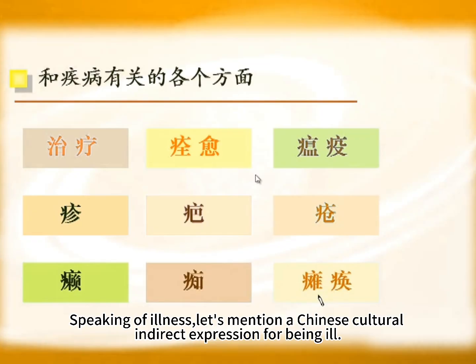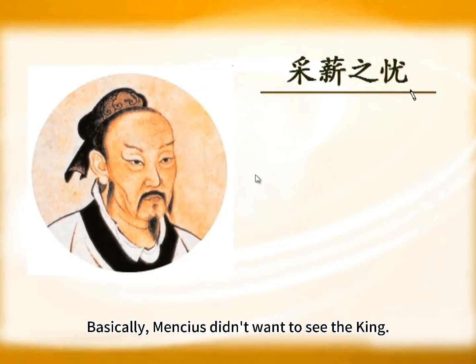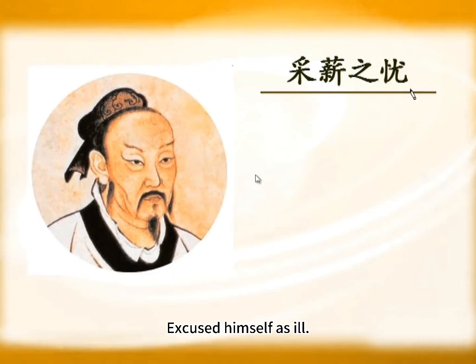Speaking of illness, let's mention a Chinese cultural indirect expression for being ill. The ancient phrase 采薪之忧. This idiom originally comes from Mencius. Basically, Mencius didn't want to see the king, so he excused himself as ill and couldn't see the king. The next day Mencius went out. The king found out and sent someone to invite him.